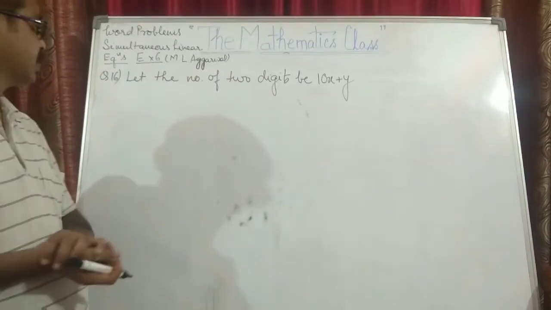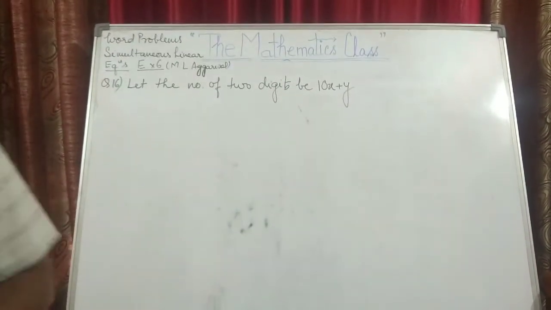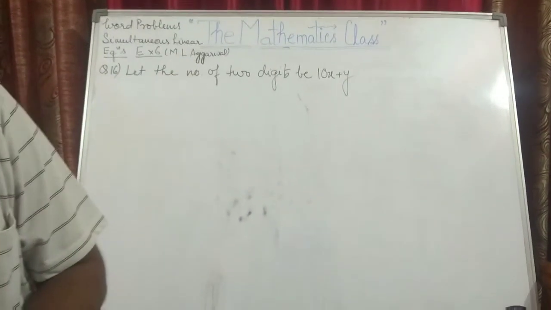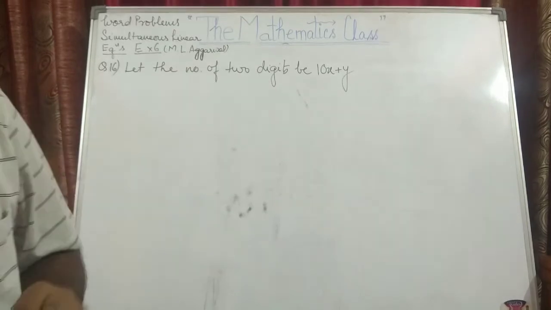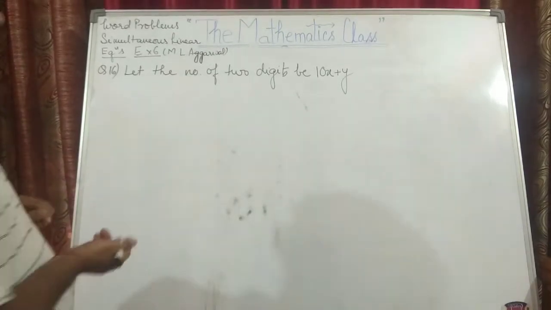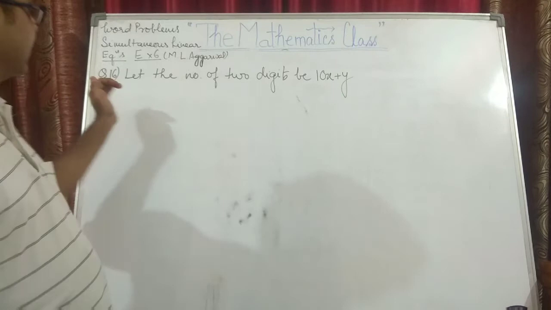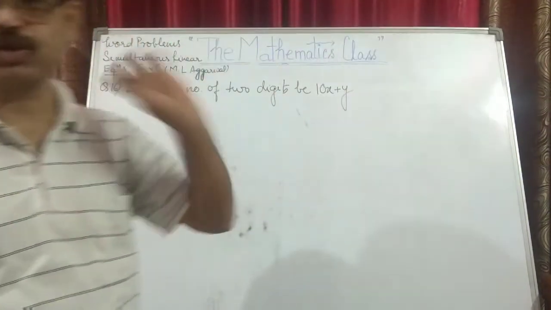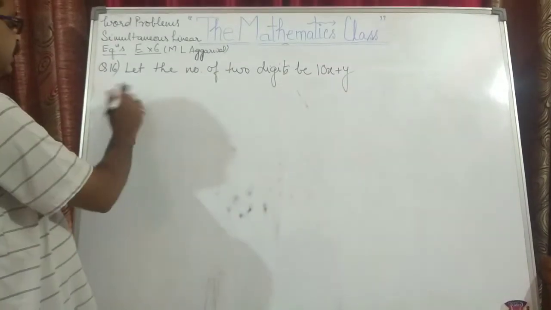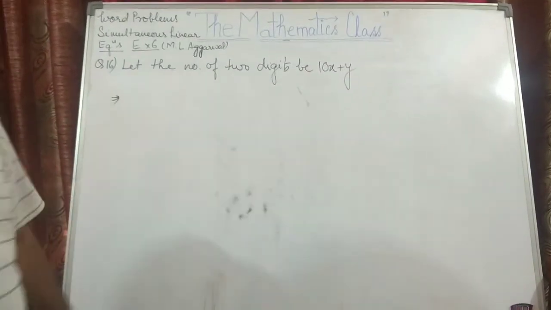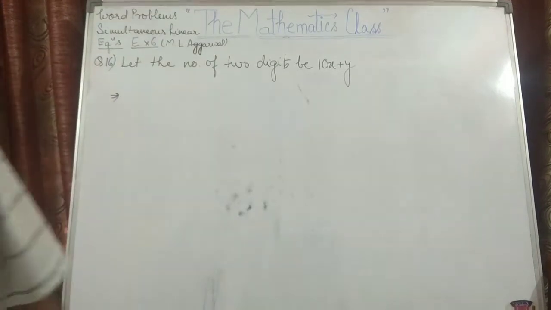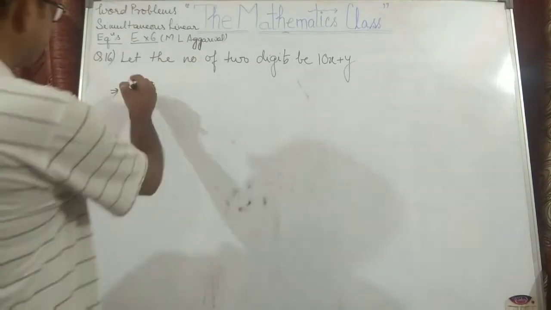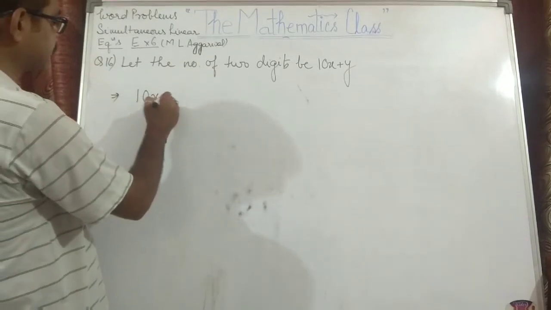Now question number 16. First of all, I will read out the question. They say the result of dividing a number of 2 digits by the number with the digits reversed is 1 whole 3 upon 4. First of all, we will take that. Let the number of 2 digits be written as 10x plus y. In the previous question, I have also explained the same.